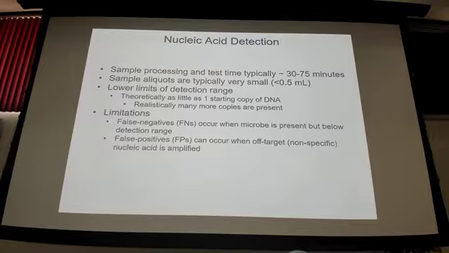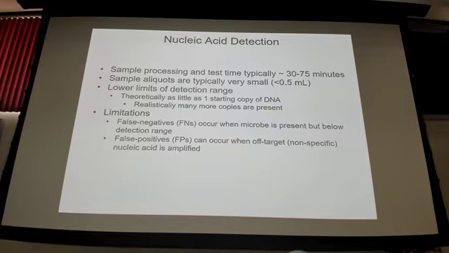A couple other features to note here. The entire time for specimen processing and the test itself is usually between 30 to 75 minutes. If you're doing sample processing, it could be a little longer. Extraction takes some time as well. But you do not need a lot of material. Sample volumes are typically very small, because theoretically you only need a single copy to start with in order to get a positive result.